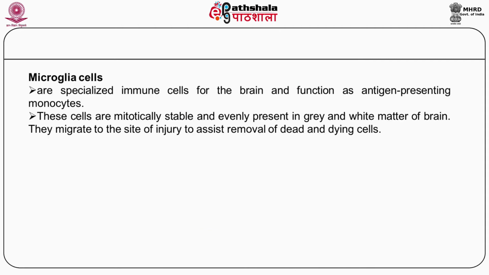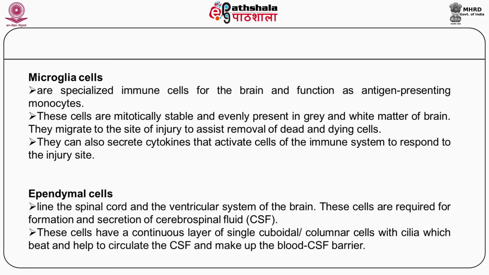When you talk about microglial cells, these are specialized immune cells for the brain, and they function as antigen-presenting monocytes. These cells are metabolically stable and evenly present in gray and white matter of the brain. They migrate to the site of injury to assist in removal of dead and dying cells. Microglial cells can also secrete cytokines that activate cells of the immune system to respond to the injury sites.